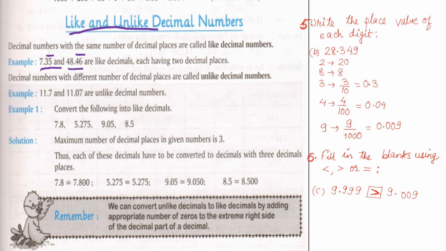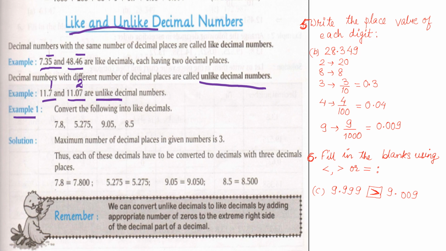Now unlike will be when they have different digits after decimal. Look here, 11.7 and 11.07. So here only one digit is there after decimal and here two digits are there after decimal. So they are unlike decimals. Clear? You got the concept of like and unlike? Now how you will convert unlike to like? See one example. Convert the following into like decimals.